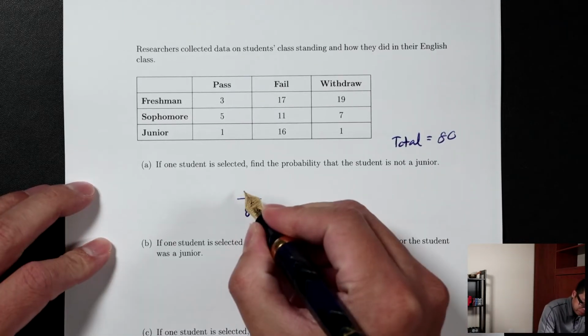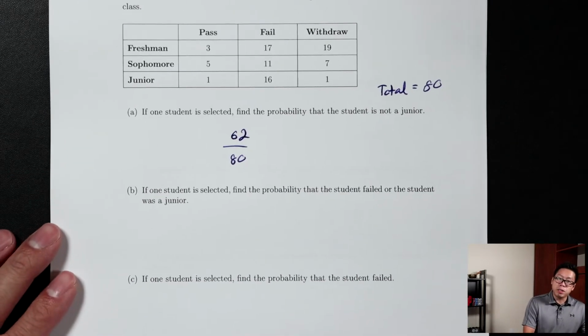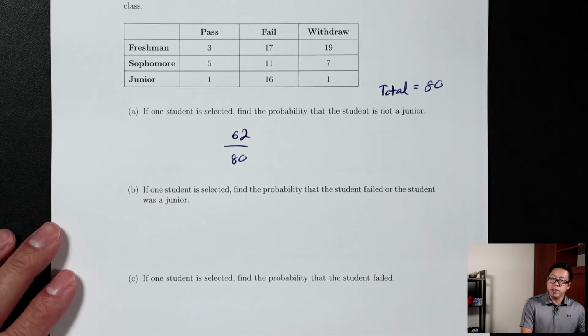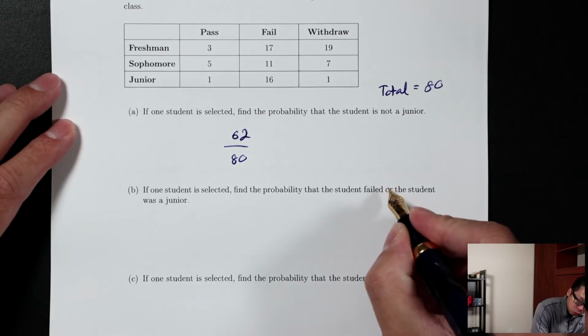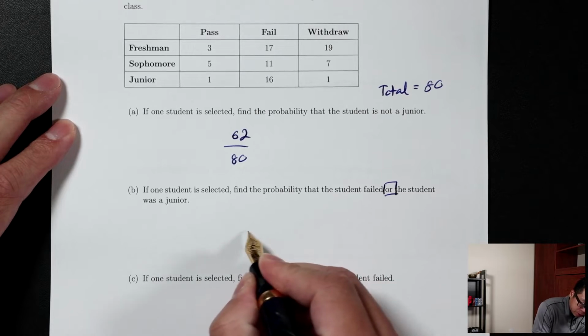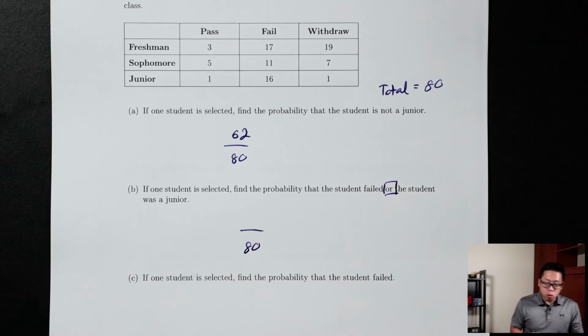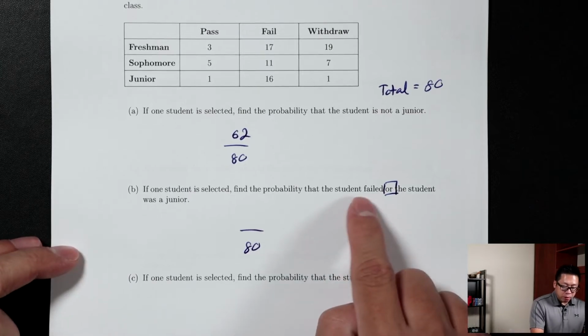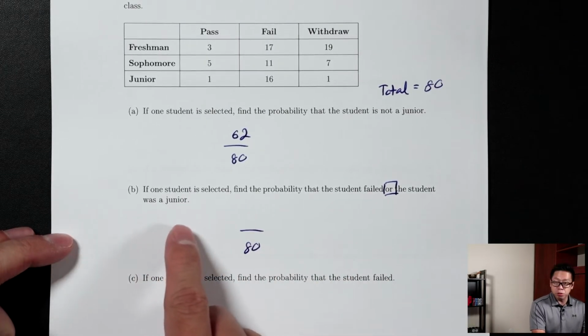62. Part B, if one student is selected, find the probability that the student failed or the student was a junior. The keyword is the word or. The bottom will still be everybody, which is 80. Or means I want all the students who failed, combined with all the students who are juniors.